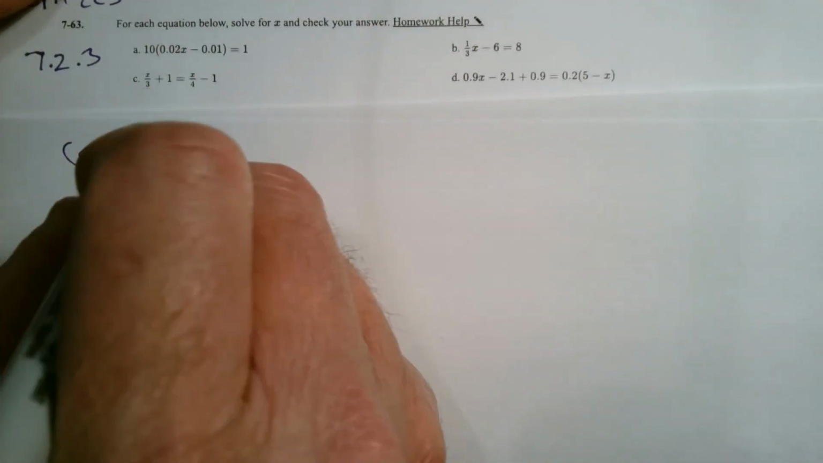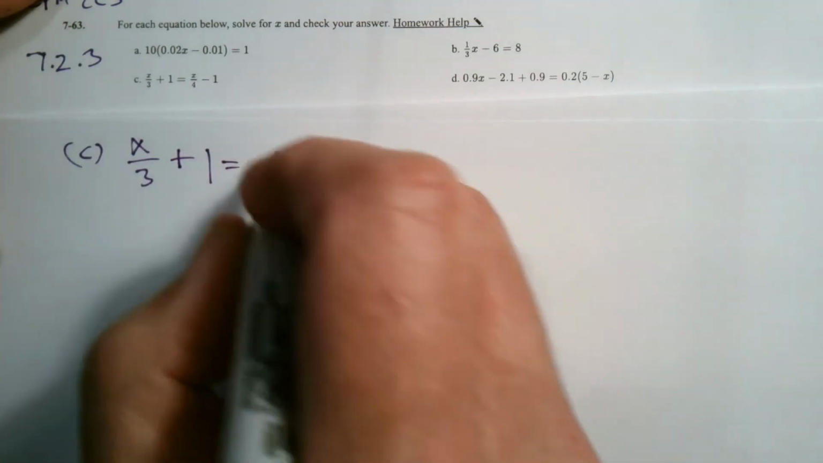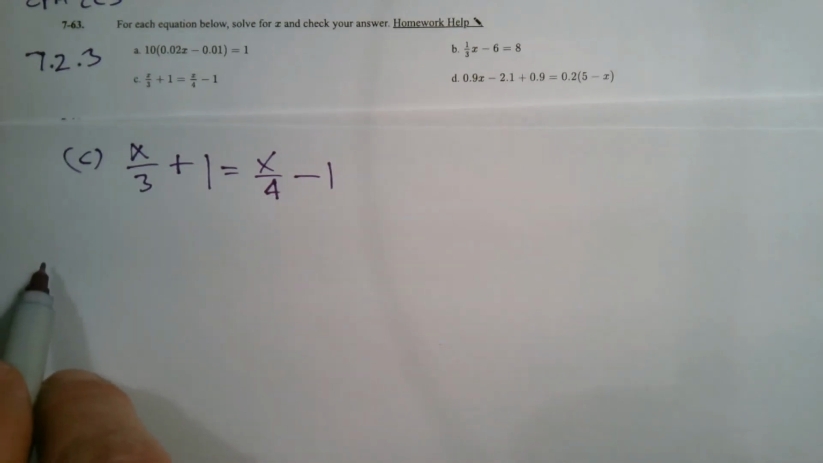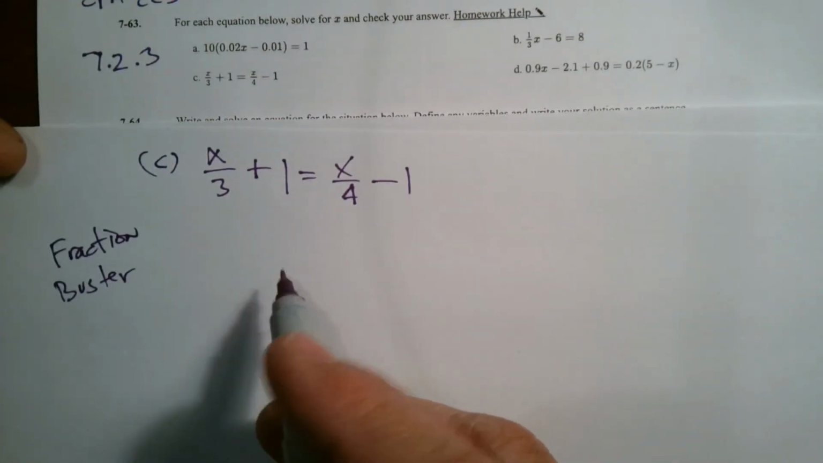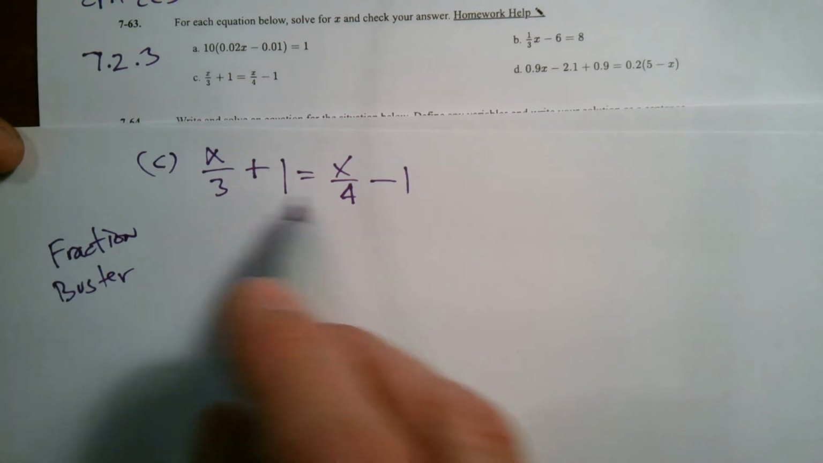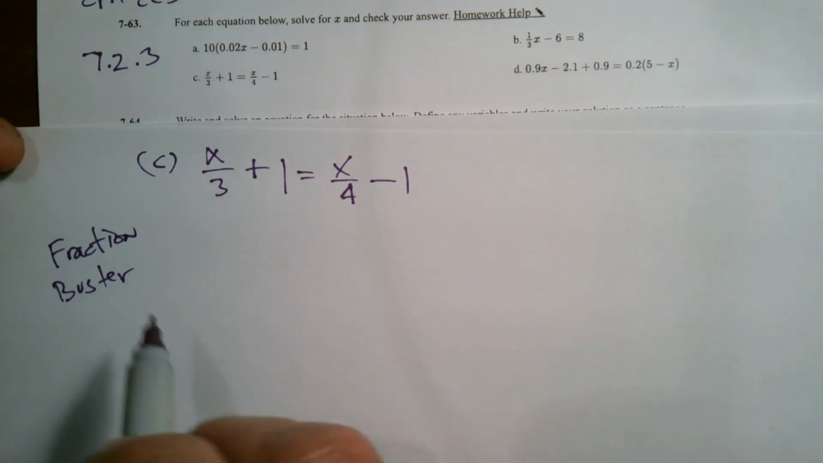C is x over 3, or x divided by 3, plus 1 equals x divided by 4 minus 1. So that's my equation. In this case, I have some fractional terms, so I'm going to use fraction busters. And what is my fraction buster? Remember, the fraction buster is the common denominator. My denominators are 3 and 4, so the common denominator of 3 and 4 is 12.